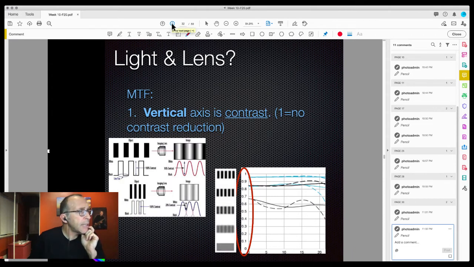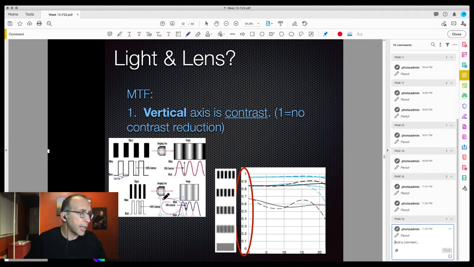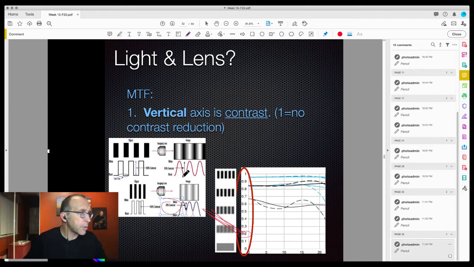So that's what the line along the bottom is. The vertical axis goes from 0 to 1. And 0 means you've lost all contrast. Take a look at the bottom of this graph over here where we said 20% contrast. So that would be here. So these two represent each other. And this one is 90%. And so that's over here.